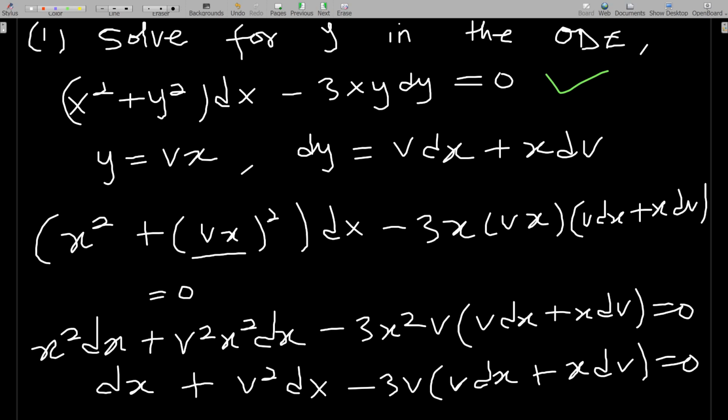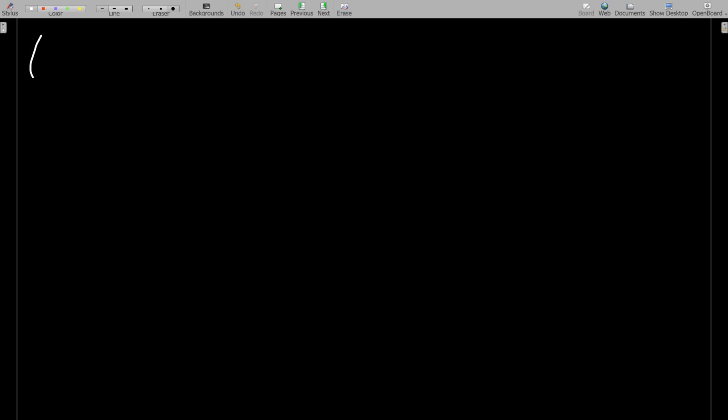So now I have that. Since I have dx plus v squared dx, I can factor dx out in this expression, and then when I factor dx, I'll get 1 here, and I'll have v squared here. So let me add a page to it and we go. So I have 1 plus v squared, then dx.